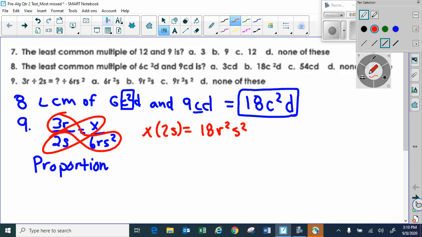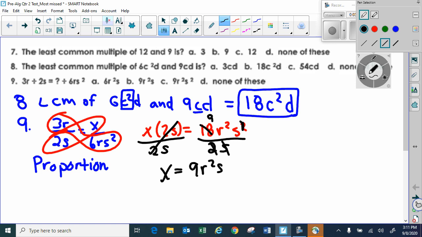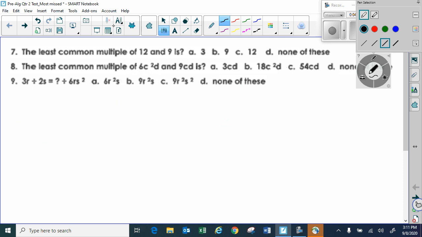Remember, I'm solving for x, so that means I'm going to go ahead and divide by the 2s, because remember, x times 2s, the opposite operation is division. So that cancels out, so I get x equals 9. One of these s's canceled out with one of those s's, so now I'm still left with the r squared and s. And there's your answer, which then is B, right there. Okay, again, pause it if you need to. I'm going on to the next page. Okay.